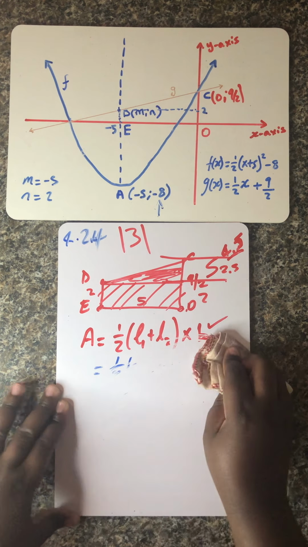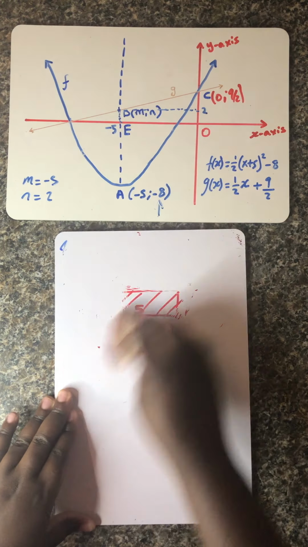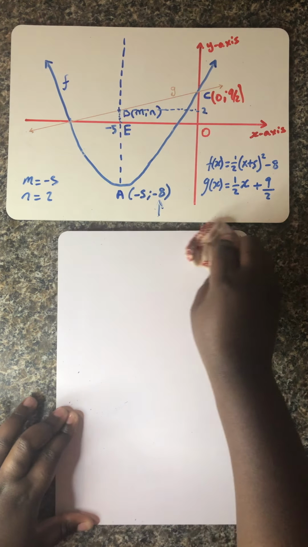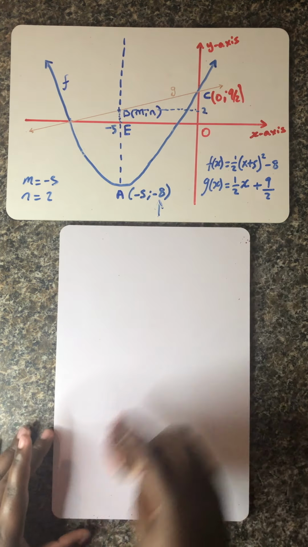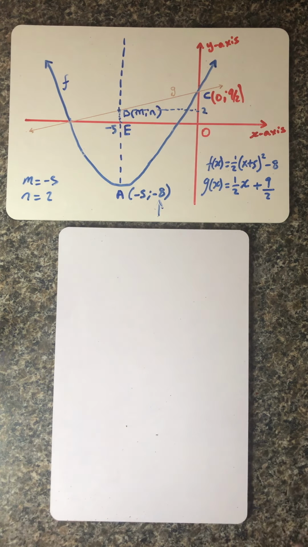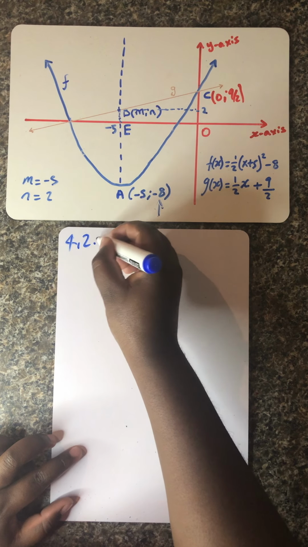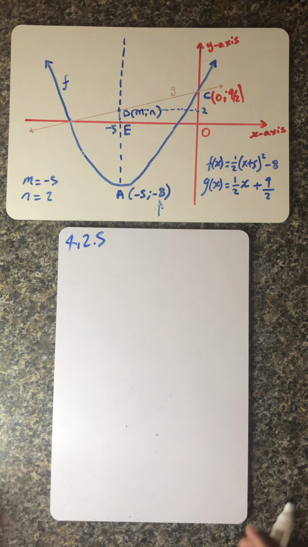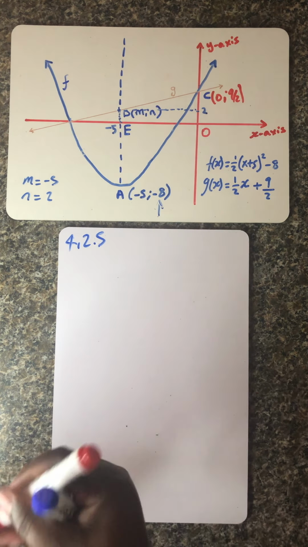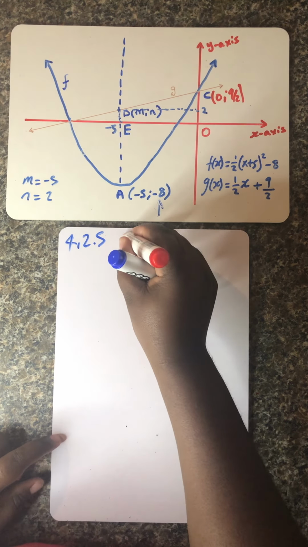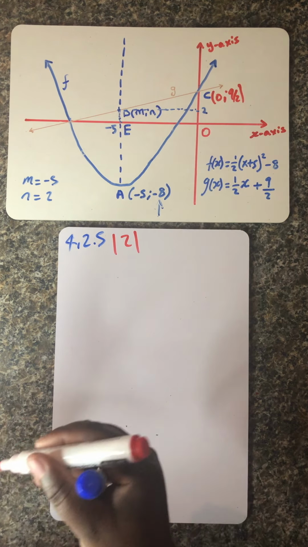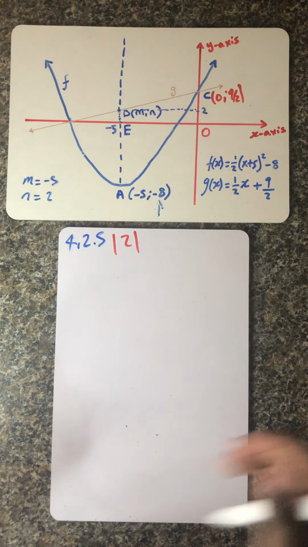So this is where you can just quickly have a glass of water as we move to the next question. So guys, the next question is 4.2.5, and this question is allocated how many marks? It's 2 marks, so that means it's not that much complicated.